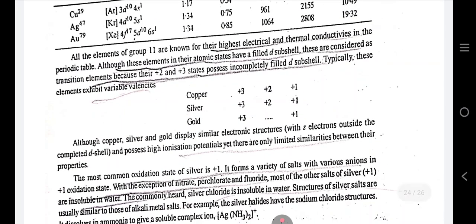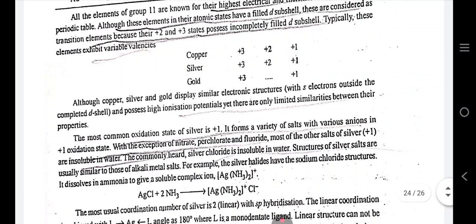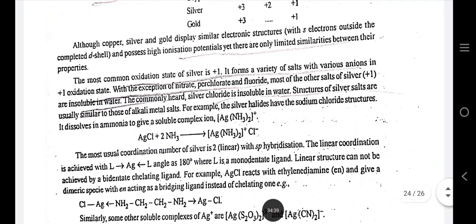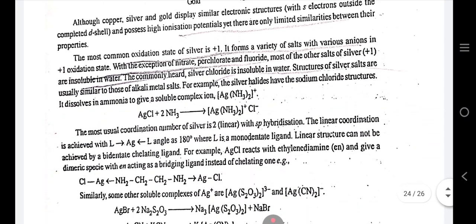All the elements of group 11 are known for having the highest electrical and thermal conductivities in the periodic table. Although these elements in their atomic states have a filled d subshell, they are considered transition elements because their +2 and +3 states possess an incompletely filled d subshell. Typically, these elements exhibit variable valencies. Although copper, silver and gold display similar electronic structures and possess high ionization potentials, there are only limited similarities between their properties.